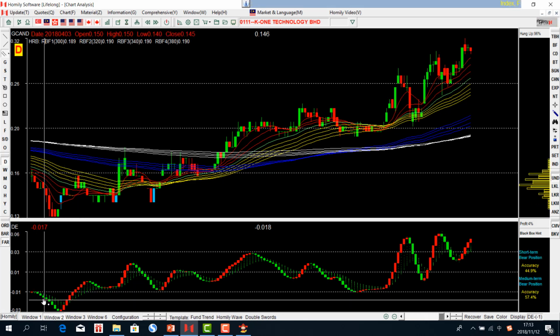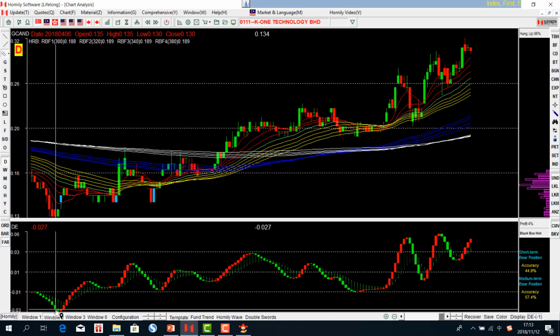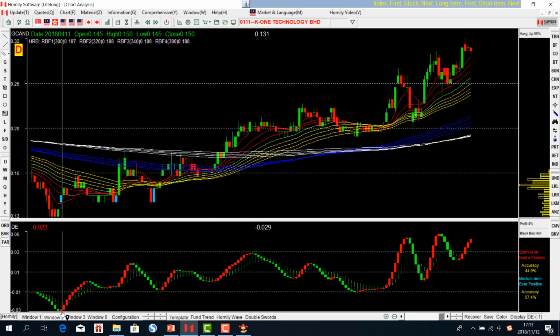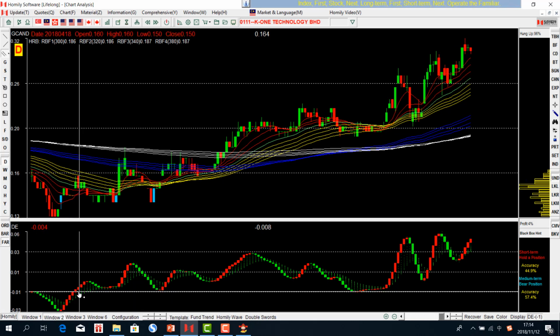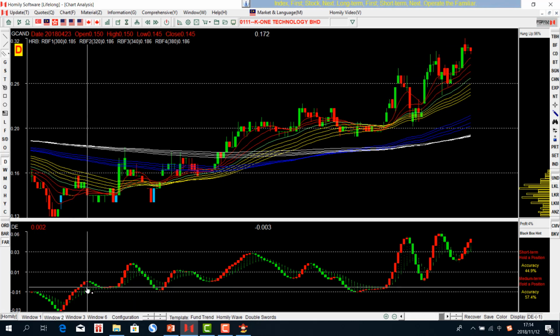Once you see the green column getting shorter, it means the speed of money flowing out is getting slower, so you can put it into your watch list. Wait until the green column turns to a red column, and that will be your entry point for short term. And if you see the red column getting shorter, it means the speed of money flowing in is getting slower, so you need to avoid the short-term risk.